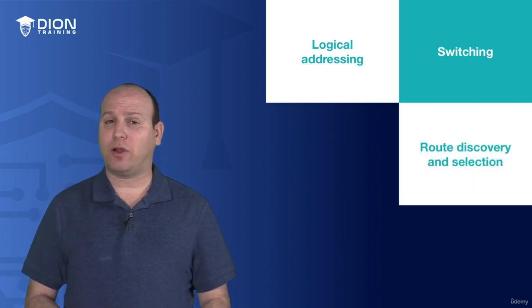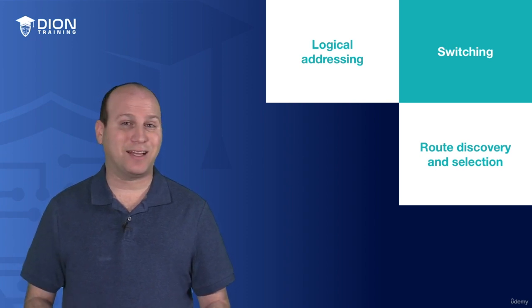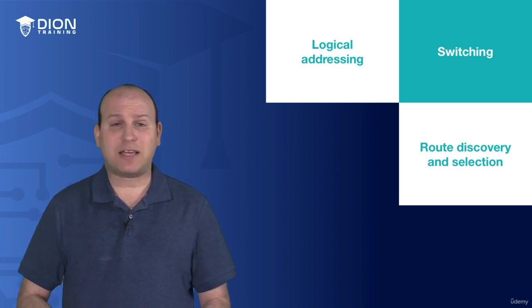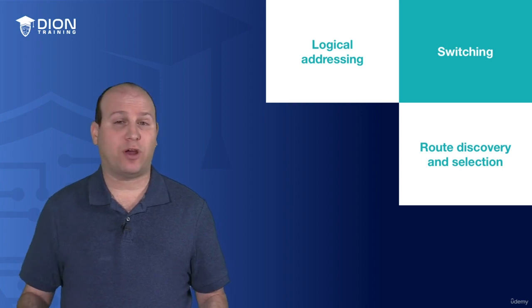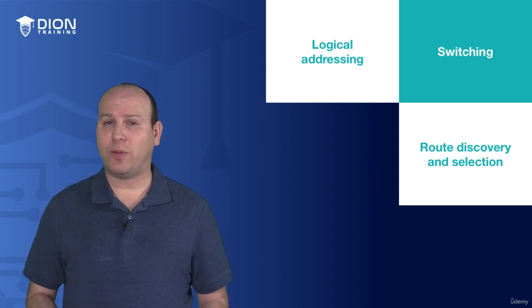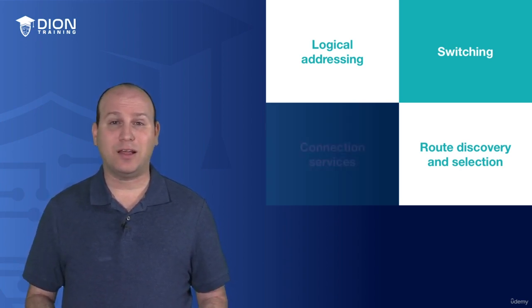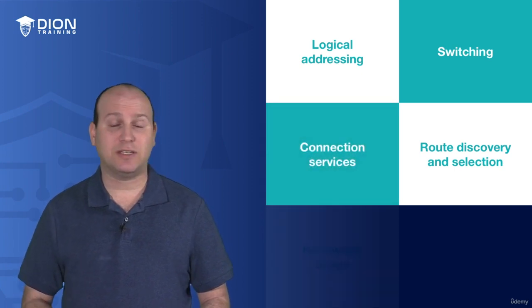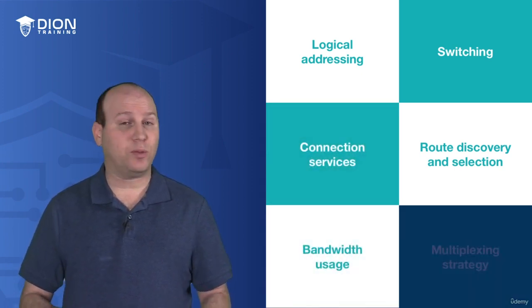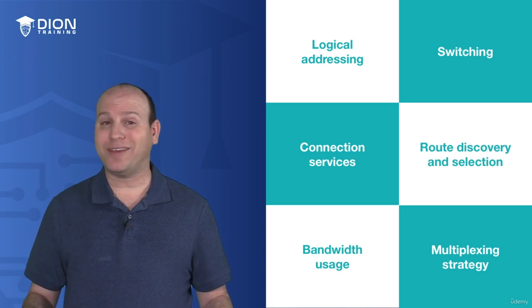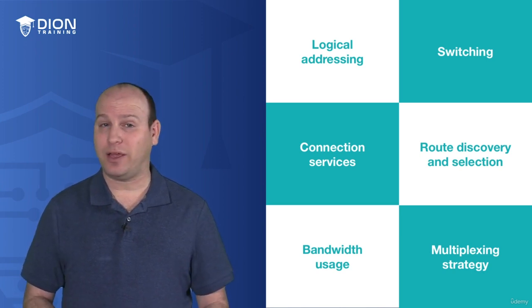Now, as we talk about all this, another thing that comes up is how we're going to do route discovery and selection. Basically that means, how do I know which way I want the traffic to go? We're going to talk a little bit more about that too as we go through this lesson, because we're going to talk about connection services and bandwidth utilization and multiplexing strategies. All of this is at Layer 3, the network layer.